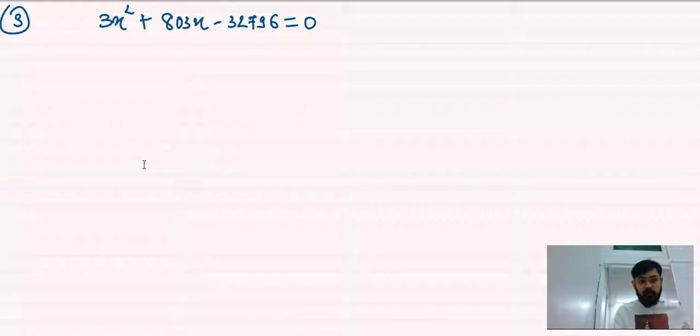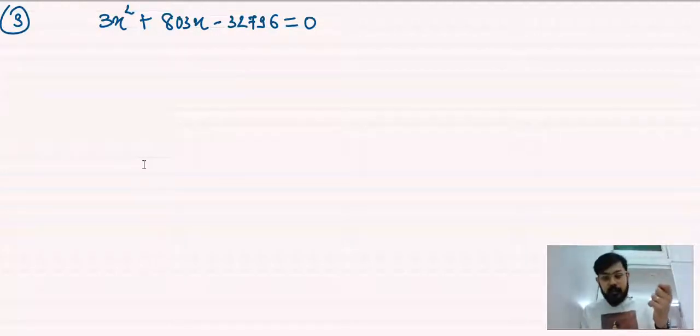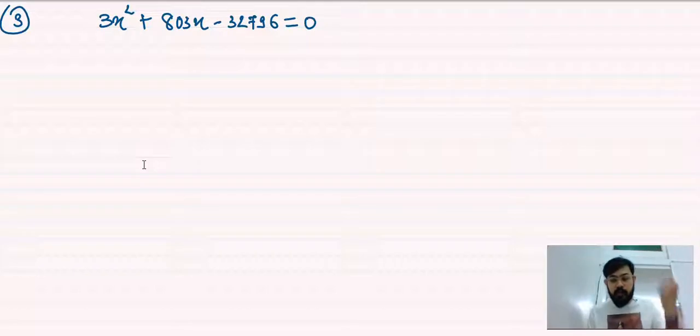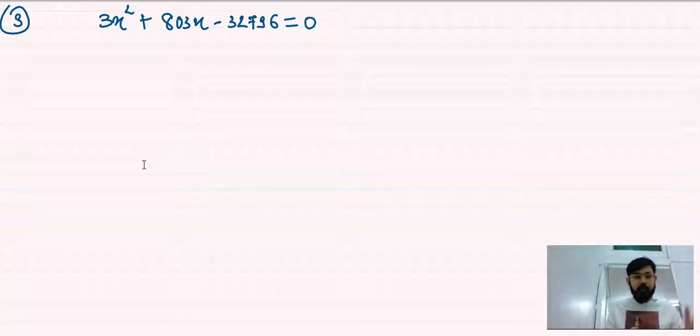So that you never face any issue in such questions. The next question is 3x square plus 803x minus 32,796, and this is exceptionally huge, right? A very, very big number, but this can also be easily factorized. See, you need good mathematical skills like your tables, your multiplications or your divisions. Basically, your table skills should be very clear and very strong. If you remember the tables very clearly, then the factorization will be easy.